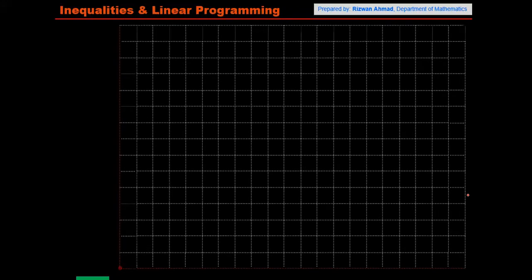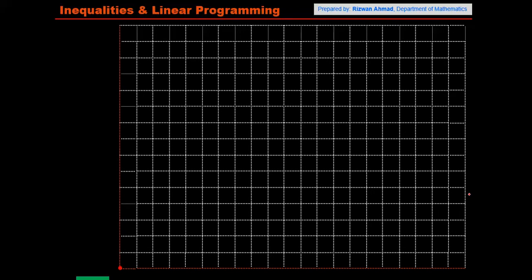So starting from the beginning, we have a grid and the inequality is y is less than or equal to 12. We want to show this inequality on this grid by shading the unwanted region. Okay, so by shading the unwanted region.